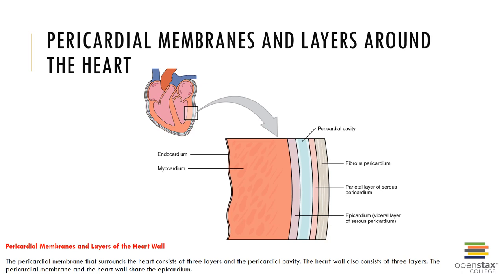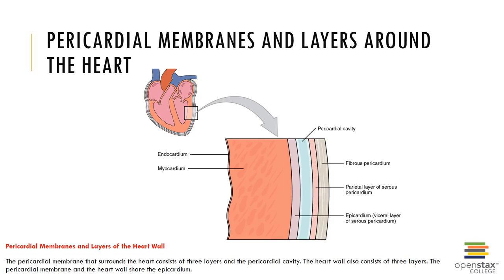A fibrous pericardium, which is a tough, loose-fitting outer membrane, a serous pericardium, a double-layered inner serous membrane, which consists of a parietal layer, and that is the outer layer of the serous pericardium, and the visceral layer, which is the inner layer and is equivalent to the epicardium, which also serves as the outer wall of the heart.